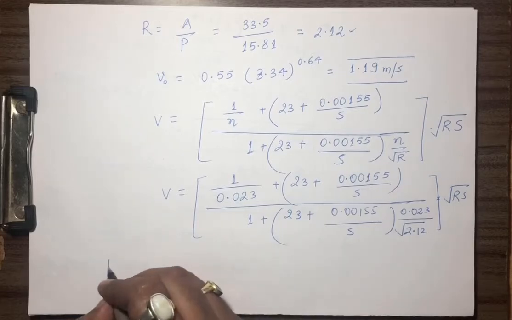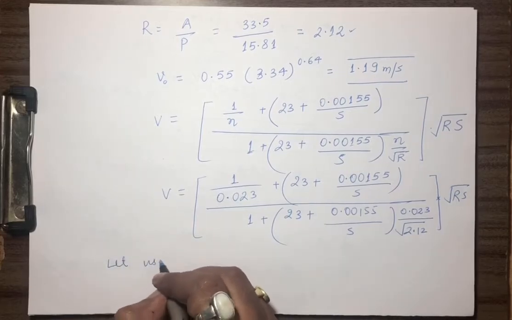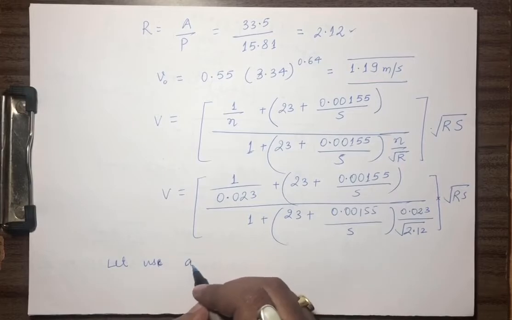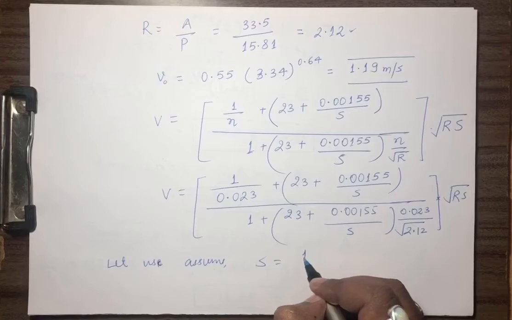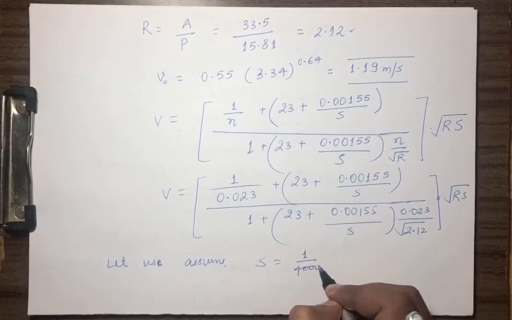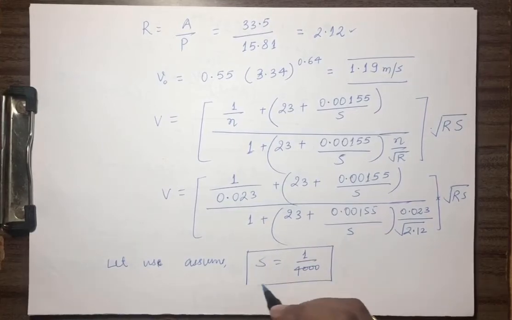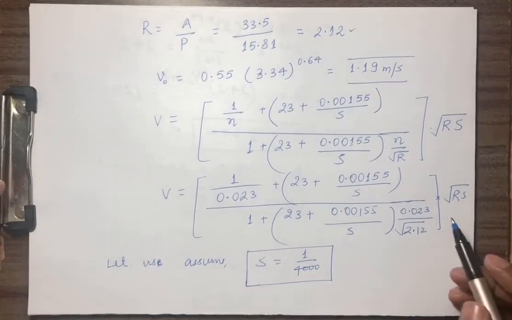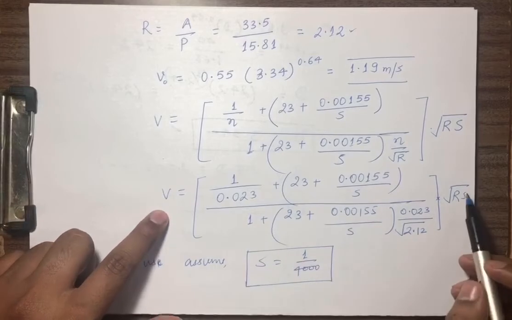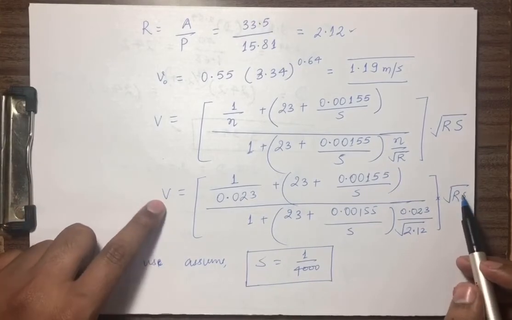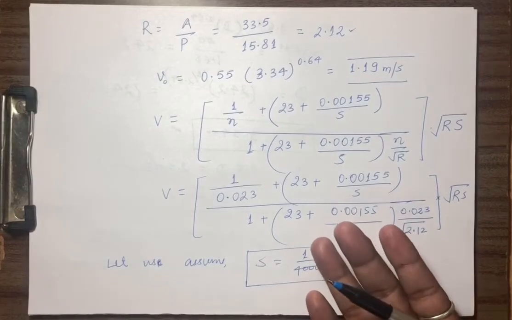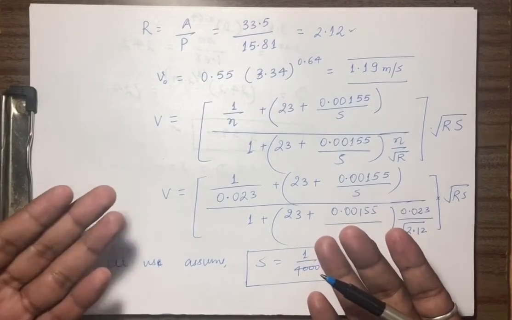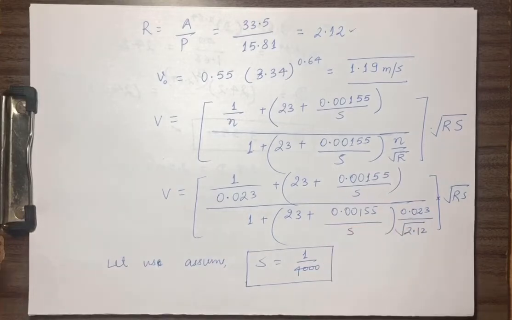So let us assume first s as 1 in 4000. Directly we can see v is directly proportional to s. So if this v is coming to be less, we have to increase s. If v is coming to be more, we have to decrease s.